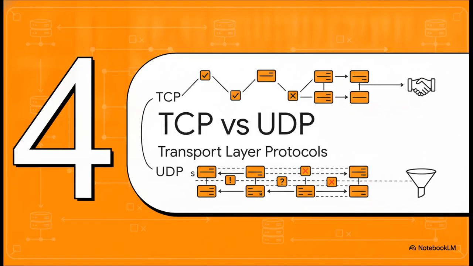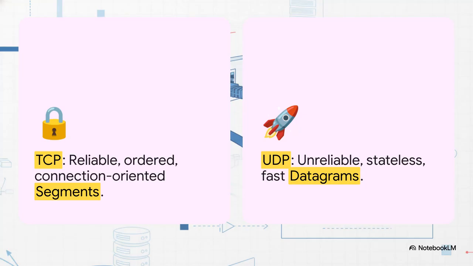All right, Section 4. TCP segments versus UDP datagrams. Next, we really need to contrast how transport layer protocols use these sockets differently to move data. Because as we know, not all data travels the same way. The Transmission Control Protocol, or TCP, is kind of like sending a certified letter.